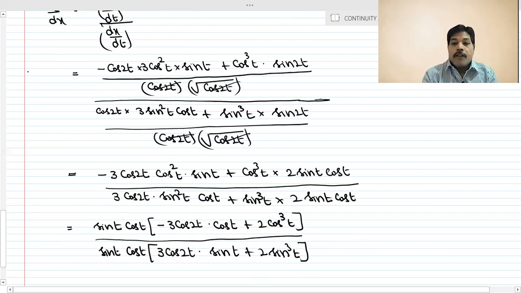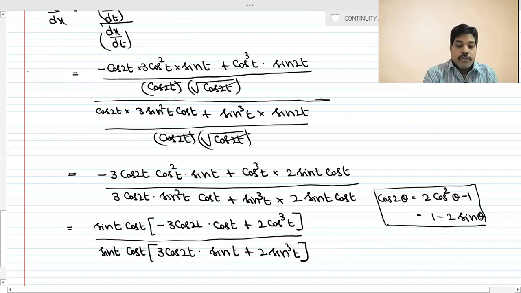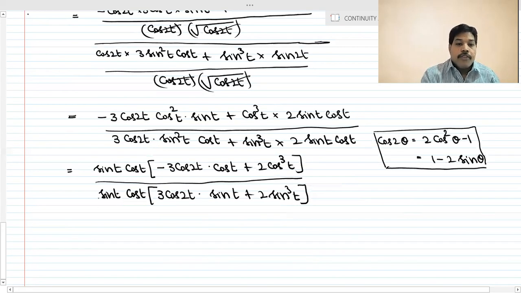Do you understand, students? Here you have two formulas for cos 2 theta. The first one is 2 cos square theta minus 1, and the other one is 1 minus 2 sin square theta. These are the two formulas we are going to use in this step. See here carefully: sin t and sin t, and cos t and cos t will be cancelled.